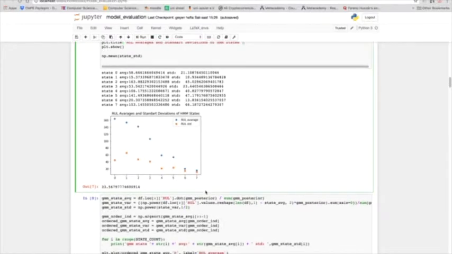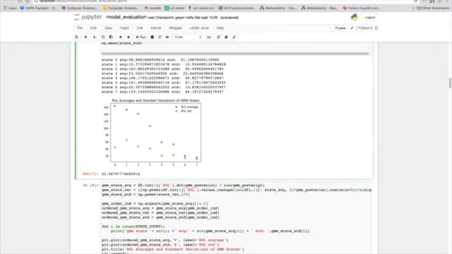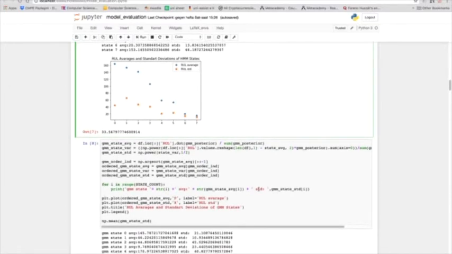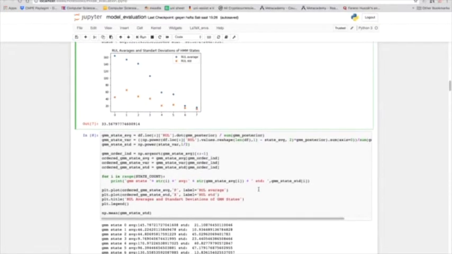The system captured states with different remaining useful life and low standard deviation in each state satisfactorily. Using these averages and the system's posterior state probabilities, I made a prediction of the remaining useful life.